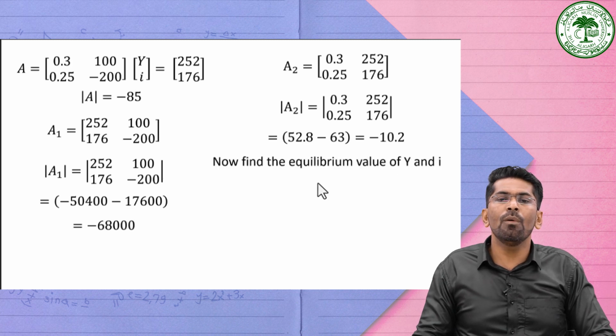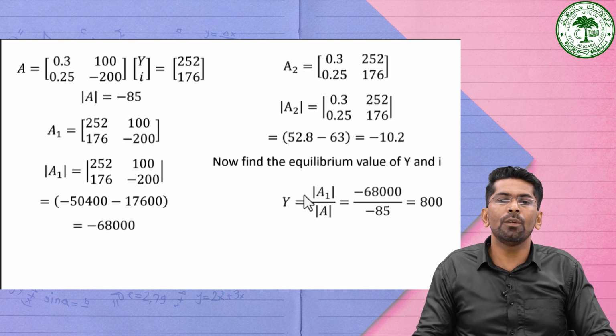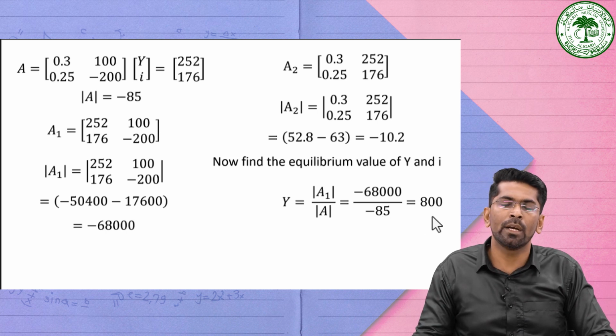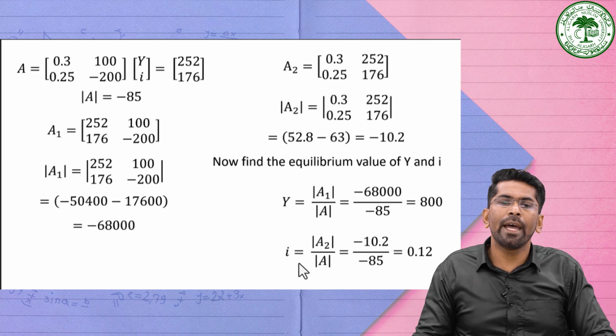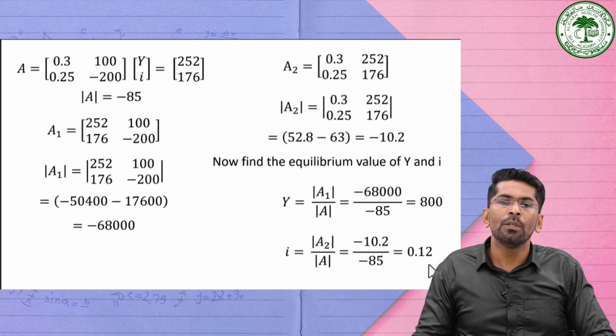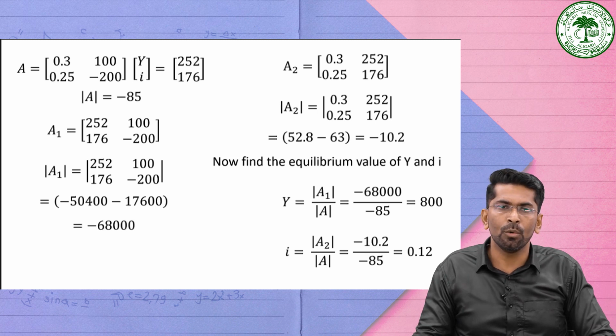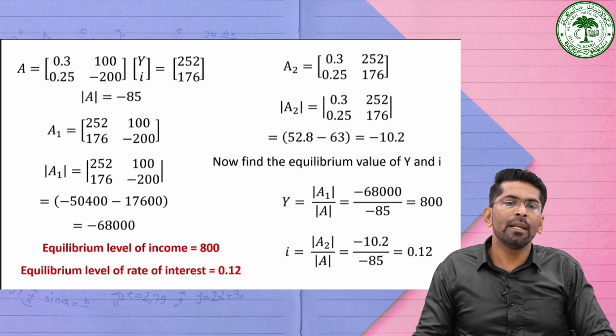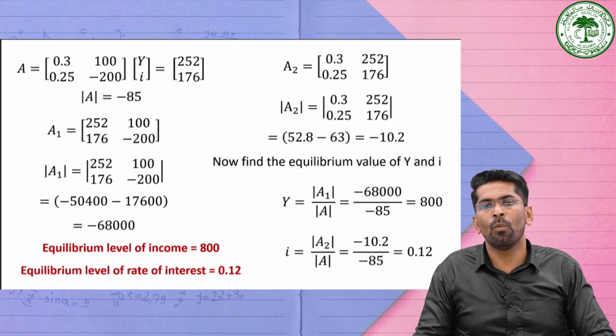Now we can find the value of y and i. See here, y is equal to the determinant value of A1 divided by the original determinant value, which is equal to minus 68,000 divided by minus 85, which is equal to 800. Similarly, the interest rate, that is i, is equal to the determinant value of A2 divided by the determinant value of A, which is equal to minus 10.2 divided by minus 85, which is equal to 0.12. So the equilibrium level of income here is 800, and the equilibrium level of the rate of interest is equal to 0.12.